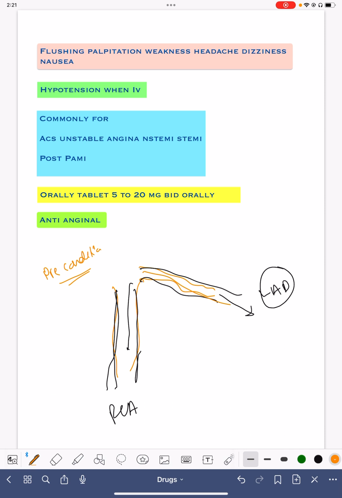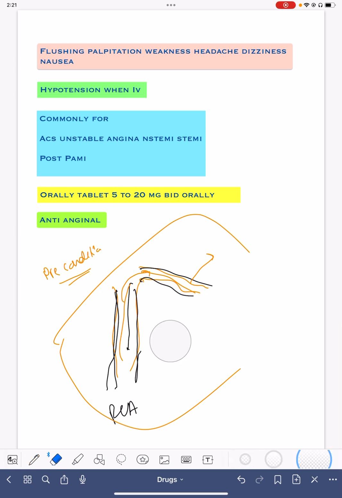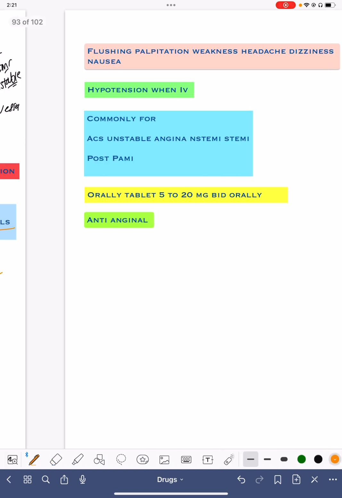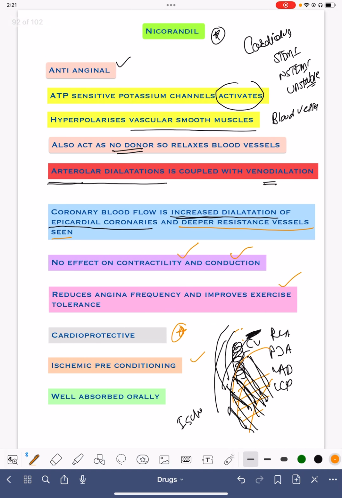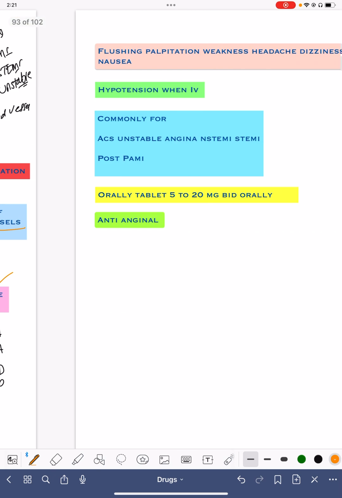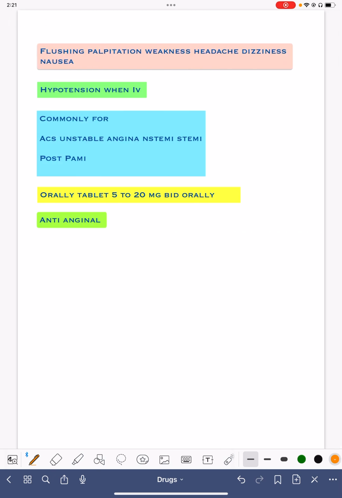So what actually happens is that the total blood flow to the myocardium remains more or less unaltered, but more blood gets shifted towards the infarct-related artery or ischemia-related artery, and this gives a better flow to the myocardium which needs more blood flow. So this is called an ischemic preconditioning effect, which is there with Nicorandil. This is available in both tablet and injectable form, and orally also it is very well absorbed.